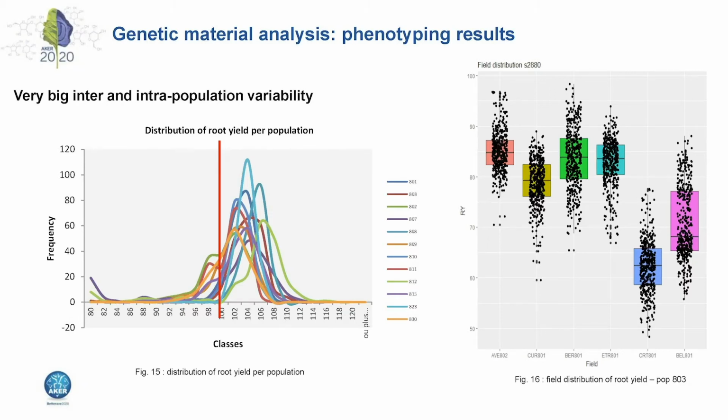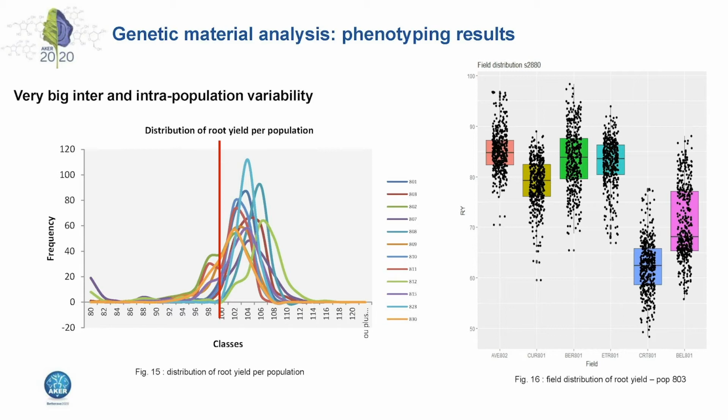As you can see on the screen on the left, the distribution of root yield for the whole population. You can see this distribution is very spread out, with yield values varying from 80 to 112% of the controls. There is great interpopulation but also intrapopulation variability.